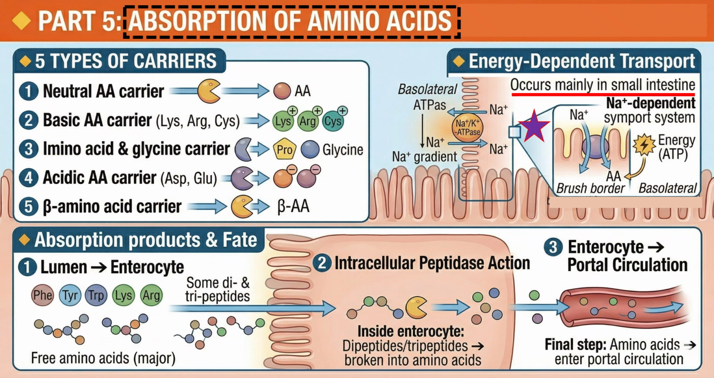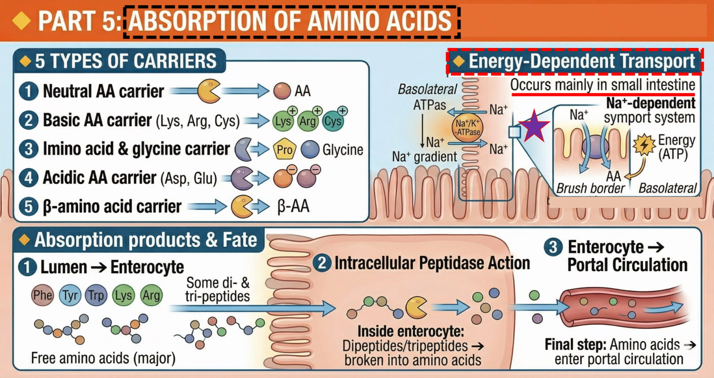And very importantly, this absorption is an energy dependent process. Amino acids are absorbed via the sodium dependent symport system. So what happens is sodium moves into the cell, and amino acids come along with it. That means just like our SGLT1, where the glucose and galactose come along with the sodium. This movement is driven by the sodium gradient, which is maintained by the sodium potassium ATPase pump on the basolateral side. So indirectly ATP is required.